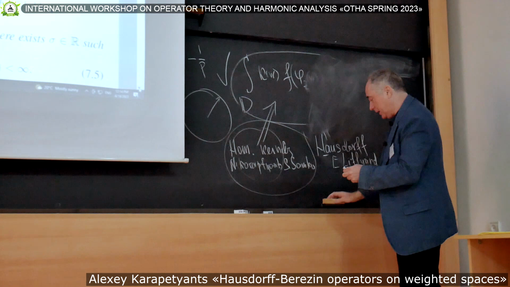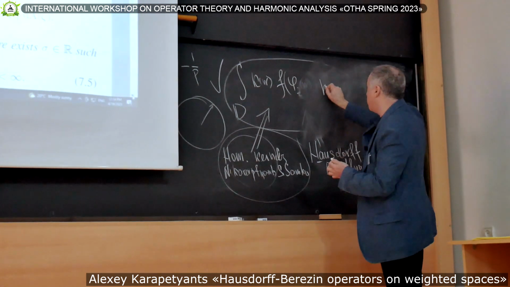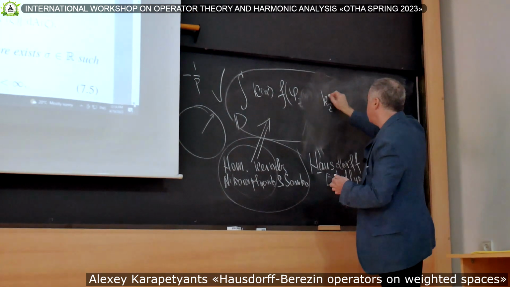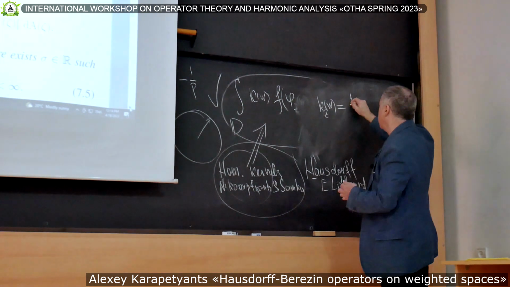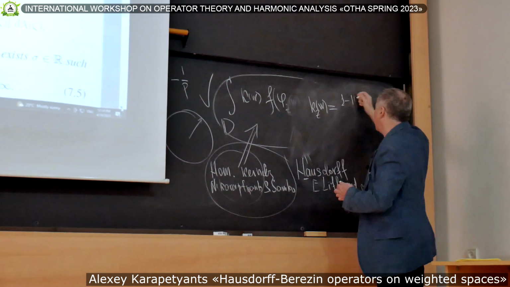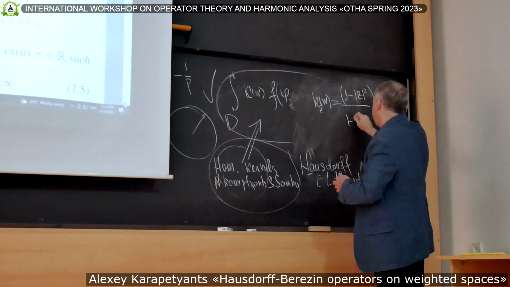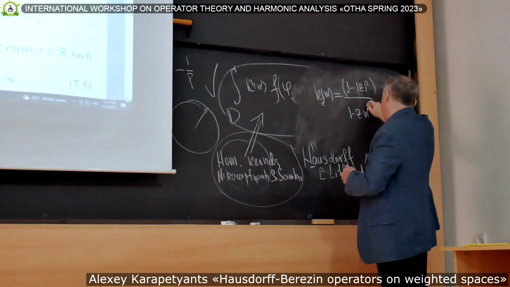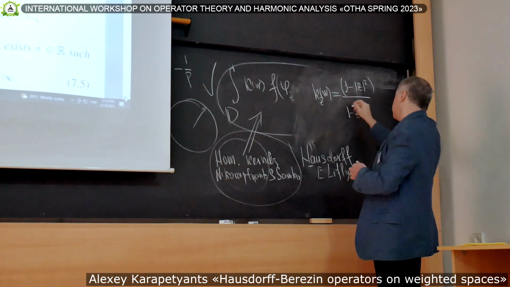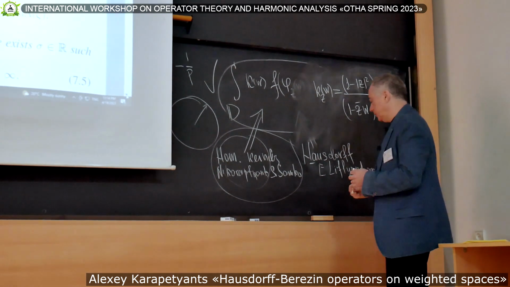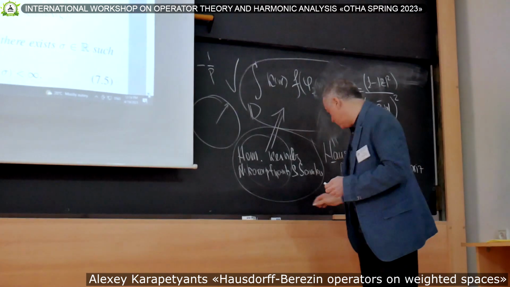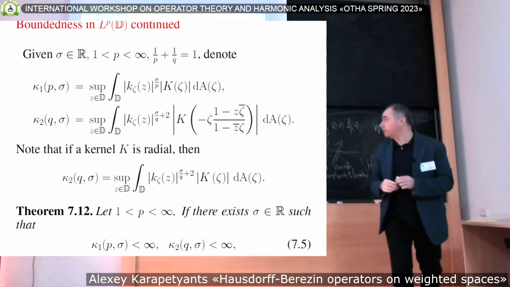As I said, k_z are normalized kernels. K_zw equals (1 - |z|²)(1 - |w|²)... squared. So just normalized holomorphic kernels. Okay.